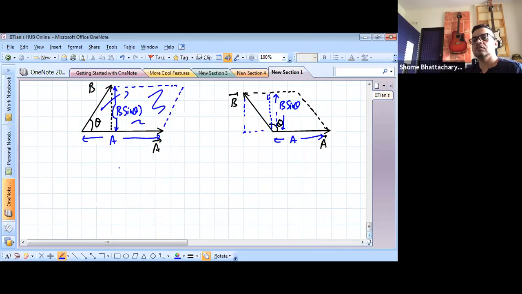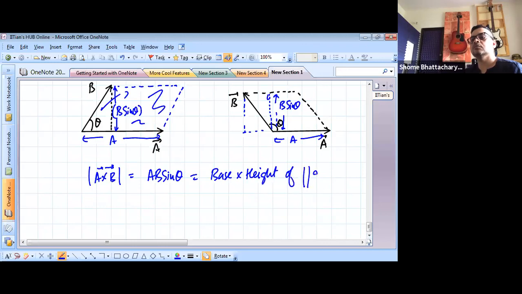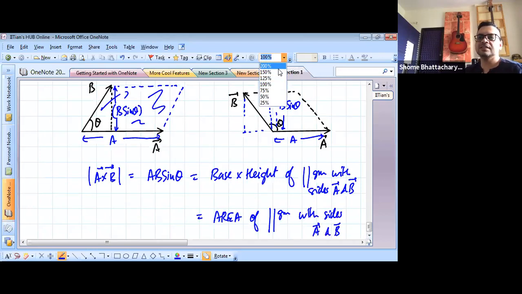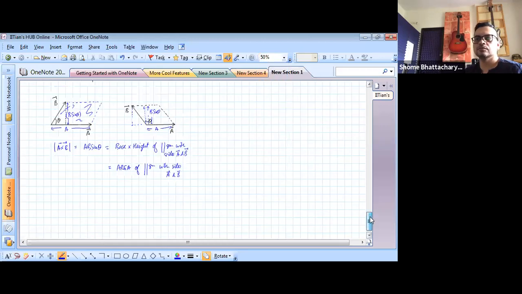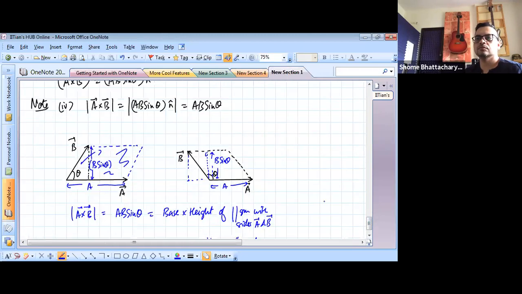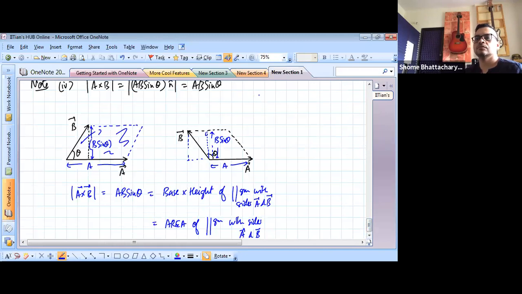Okay. So you can see that mod of A cross B, which is AB sine theta, is base into height of the parallelogram with sides A and B. In other words, it is the area of the parallelogram with sides A and B. So this becomes the geometrical significance of mod A cross B. This is the interpretation. Geometry.